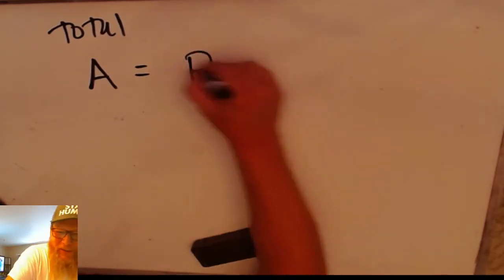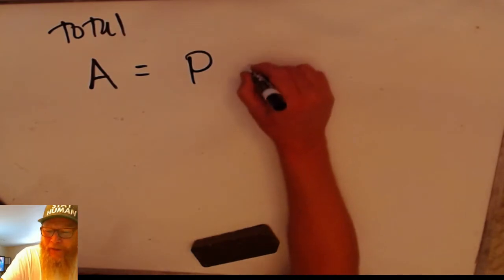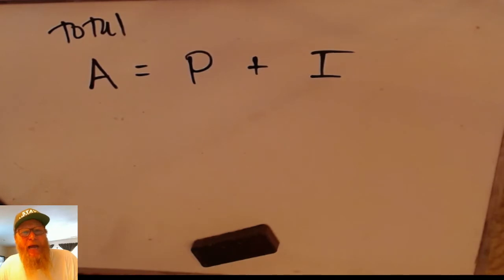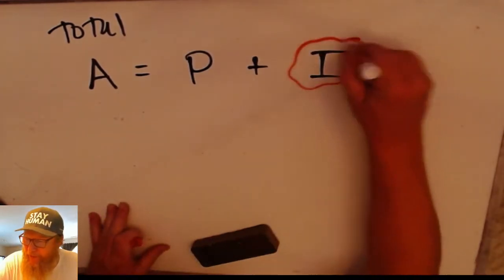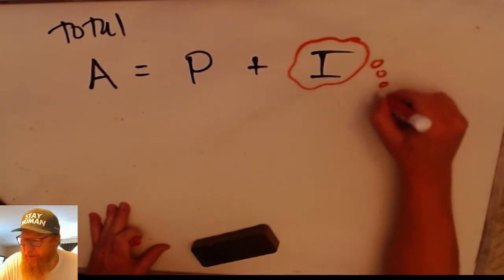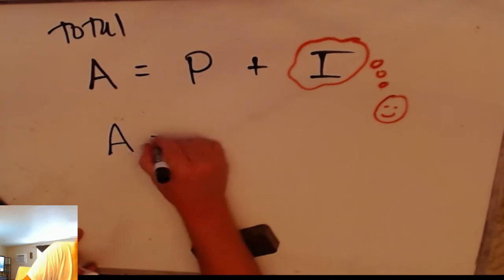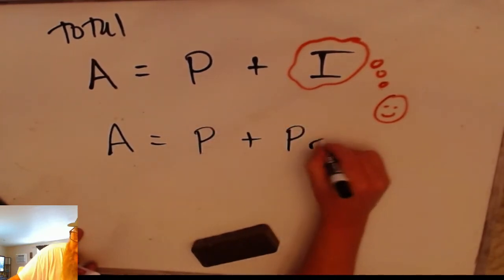The total is the original principal plus the interest. That's the total. You add the P and the I. And then if you remember, it's only been a couple minutes, so I'm sure you remember, that I is PRT.